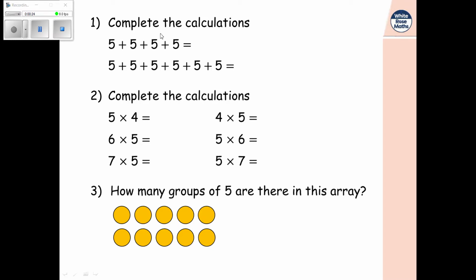5, 10, 15, 20. Well done. So now do this one all by yourself, counting in your 5s. Off you go. So let's check if you got the right answer. 5, 10, 15, 20, 25, 30. Well done. So let's check the answers. Well done. So again here, complete the calculations.